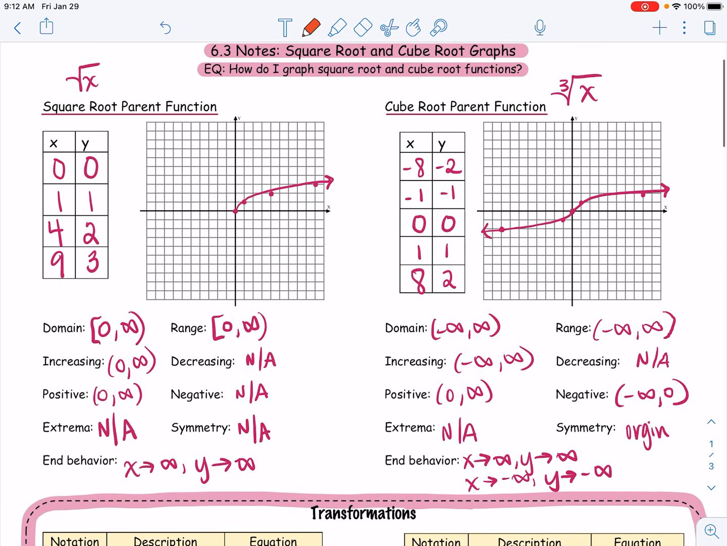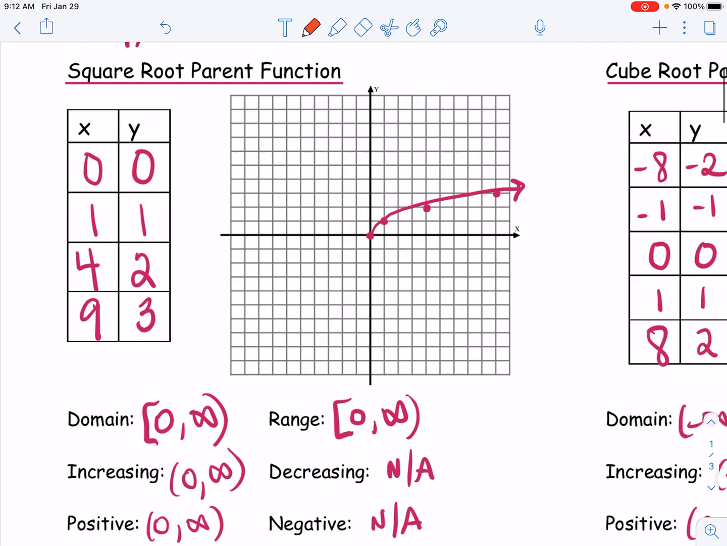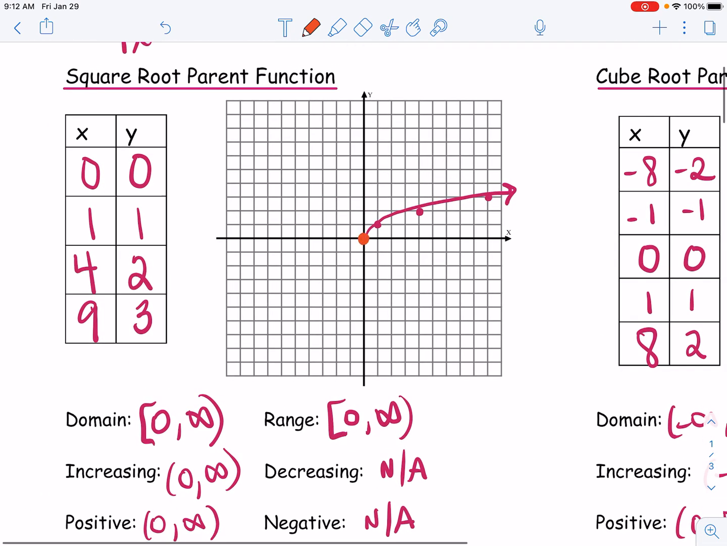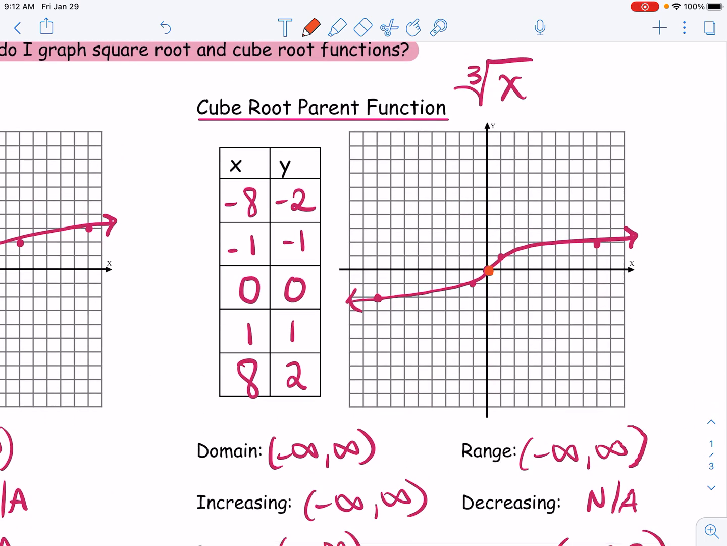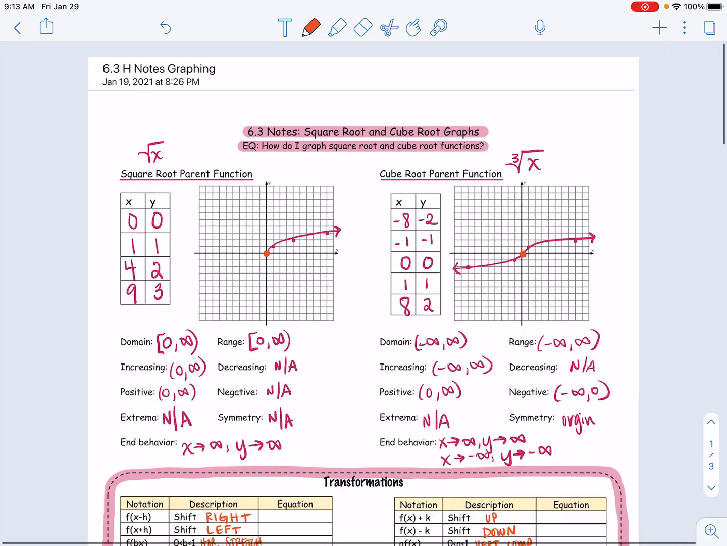Over here, we don't have a vertex for the square root function, so we just call this our starting point. Our starting point here is at 0, 0, but if we were to shift it left, right, up, down, we would have a new starting point. And over here, remember, we call this the point of inflection. It's not called a vertex because it's not on one of those extrema, so it's not changing direction, but we call that the point of inflection and the starting point.